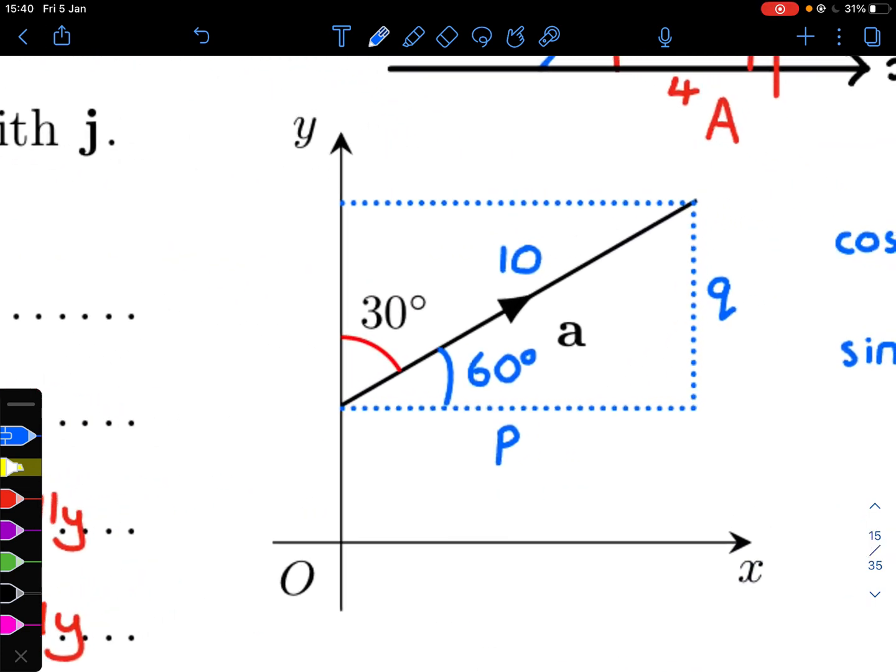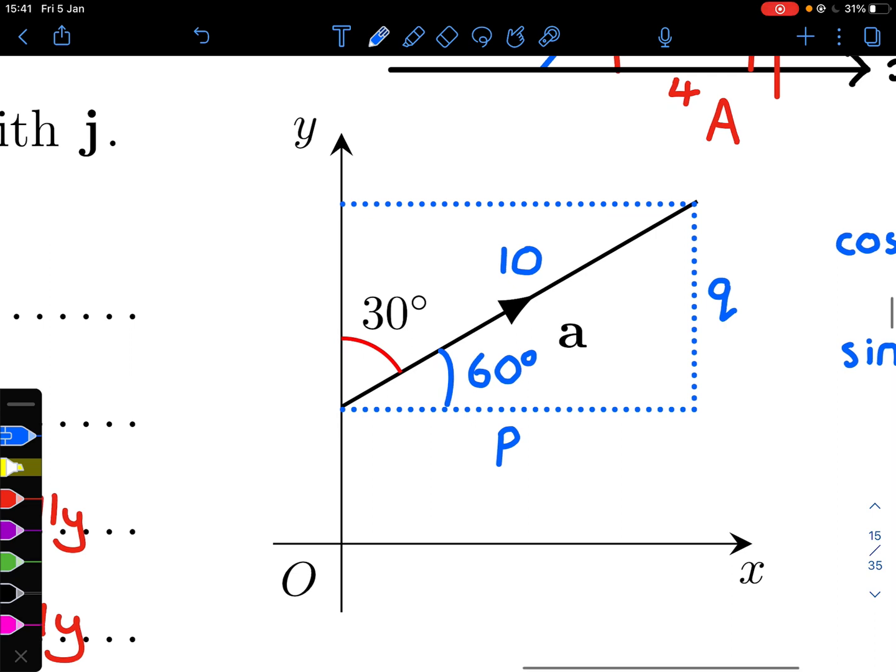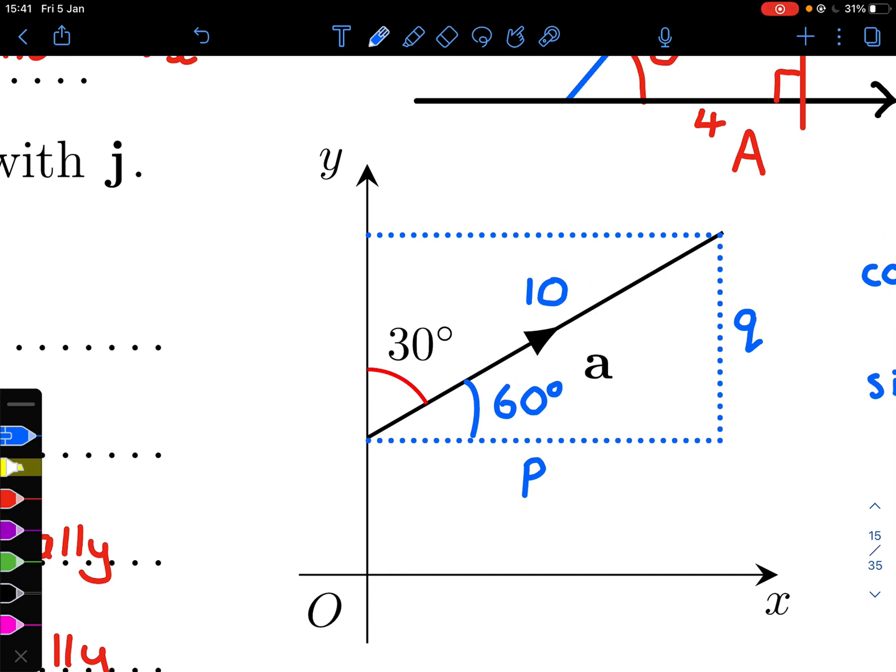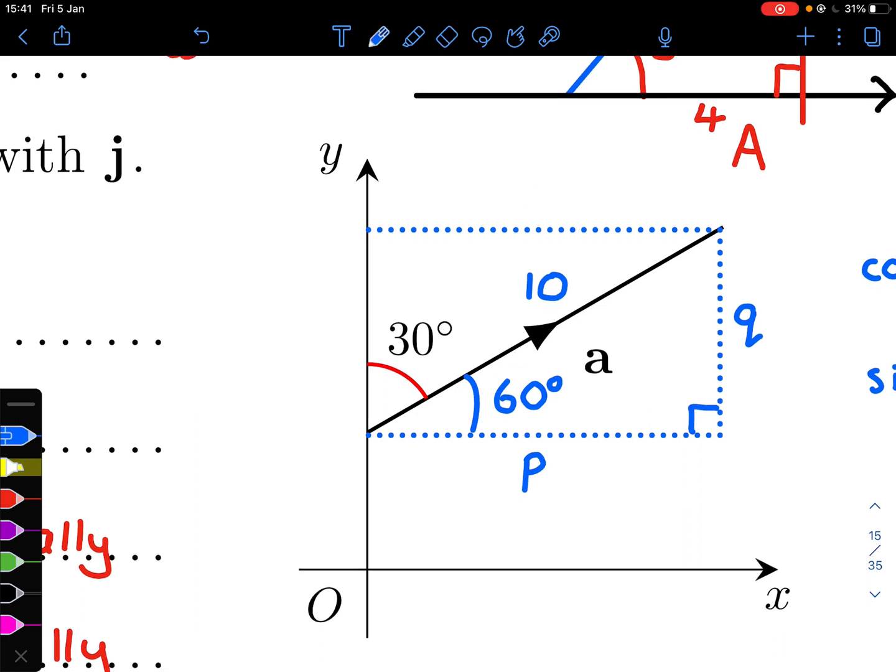To get it in ij form or column vector form, I need the horizontal component and the vertical component. I've labelled those as P and Q. I've used the triangle at the bottom right, so I've added the 60 degrees in. I could have used the 30 and put the P and Q up here instead. But looking at the 60, I know that Q is the opposite, P is the adjacent, and the 10 is the hypotenuse.